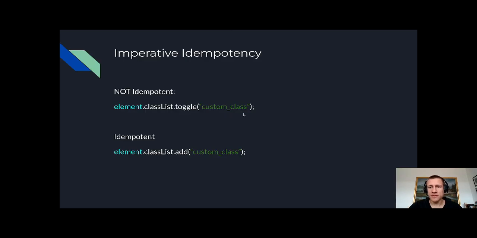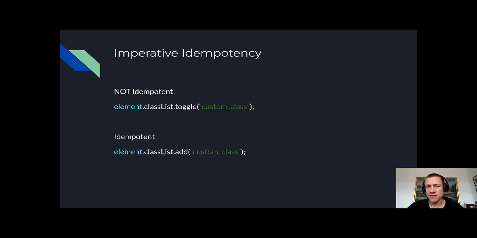To show you an example of this, in the imperative domain, a non-idempotent function would be something like toggling the class list of an element. The toggling will change the state of the class list at each function call, so either to have it or not to have it. Therefore, every time we call it, we'll have a different state, and we can only predict what the final state will be if we know the initial state as well as the number of times it was called, in this case an odd or an even number of times.